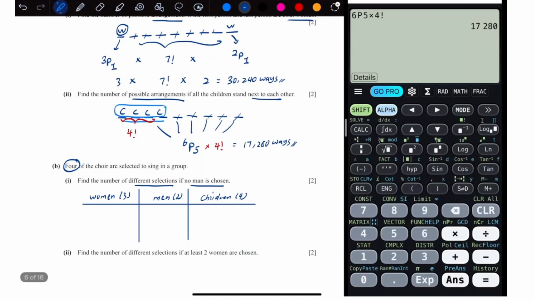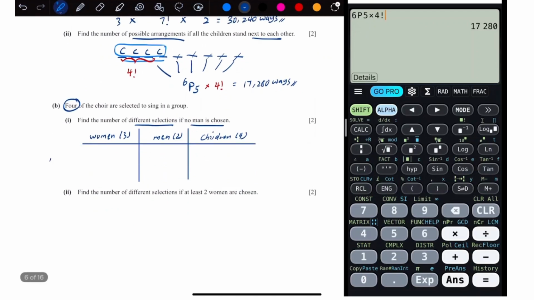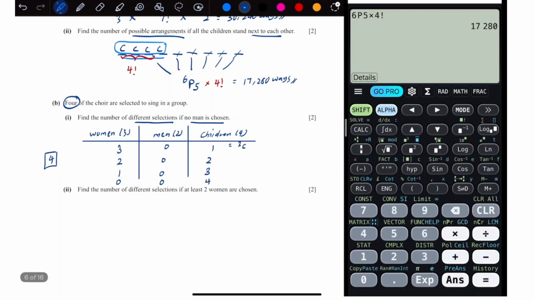So we don't want to choose any man. The total number has to be 4. So it can be 3, 1, 0; 2, 2, 0; 1, 3, 0. Or I can choose no women, no men, but all children, right? So these are also combinations. So what do we need to do here? Just take the total number of women, 3C3, times 2C0 times 4C1.